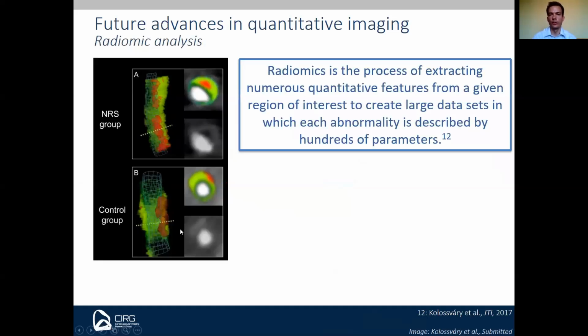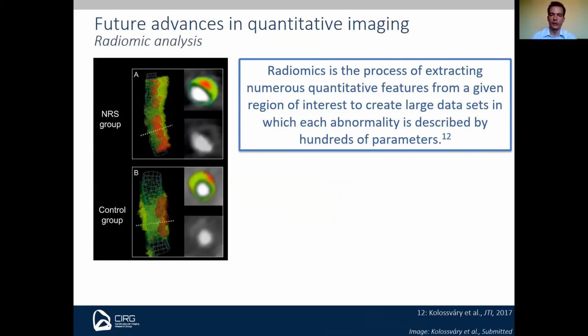What radiomic analysis does is take each and every voxel and calculate numerous quantitative features from these plaques or other regions of interest, and create huge databases where each abnormality is described by hundreds and thousands of different parameters. In our initial analysis here in Budapest, we compared 30 napkin ring signs with 30 control patients who had the same degree of stenosis, plaque volumes, localization, image reconstruction settings, and also scan parameters. So the only difference was whether the plaque showed the napkin ring sign or not.